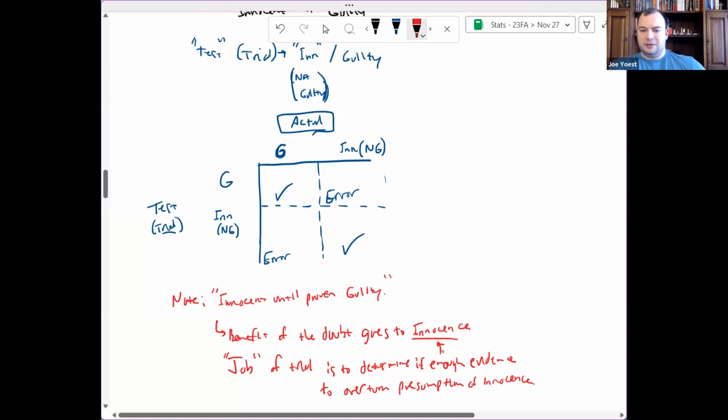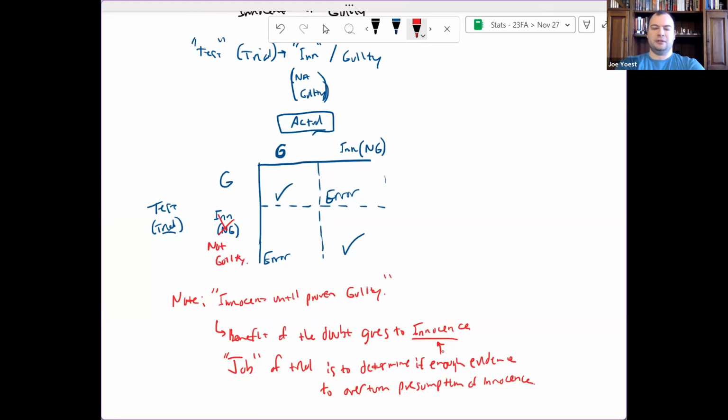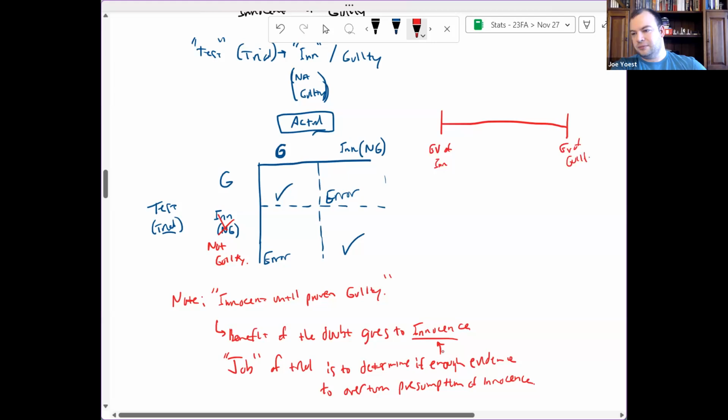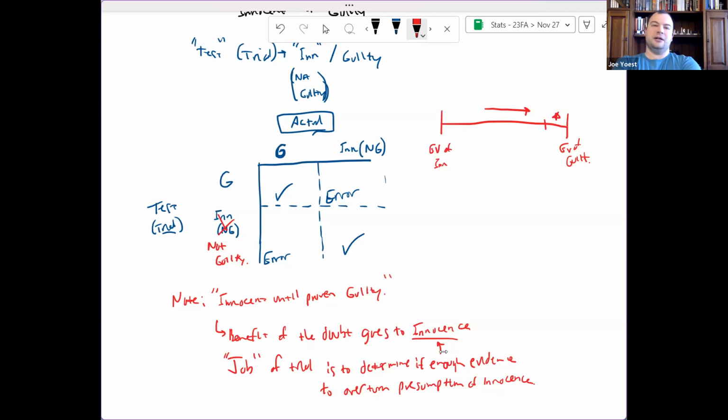So now we maybe see why we might want to call this not guilty. If we think in the extreme, in some kind of abstract extreme here, where we have evidence of innocence versus evidence of guilt, and we say, okay, to convict somebody, we have to be very far over here on the evidence of guilt side of things.